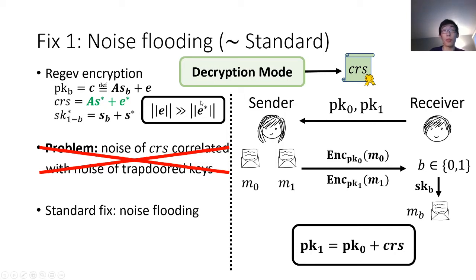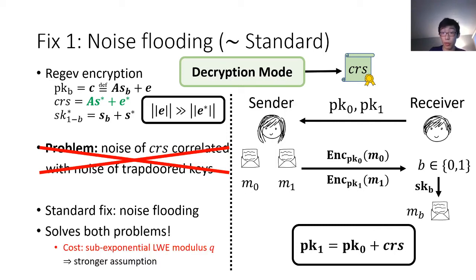It also fixes the problem of being able to sample only one key, because now for any public key, you can define the trapdoored second key using S star. So that actually solves both of the problems pretty easily. The only cost seems to be that we have to use noise flooding. So in order to do that, the Q that we are working with has to be sub-exponentially large. So we make use of a stronger assumption.